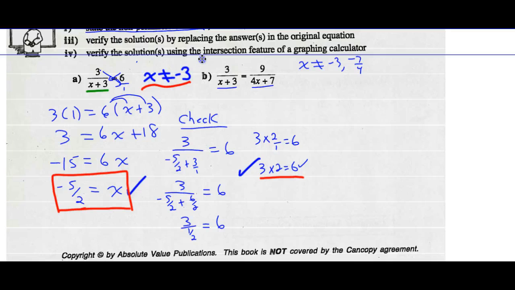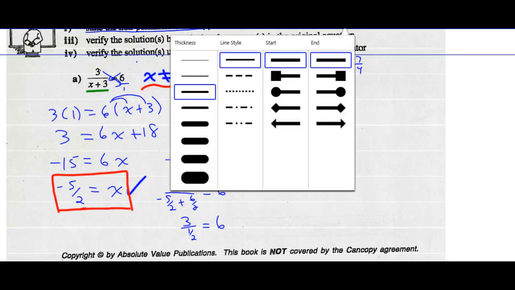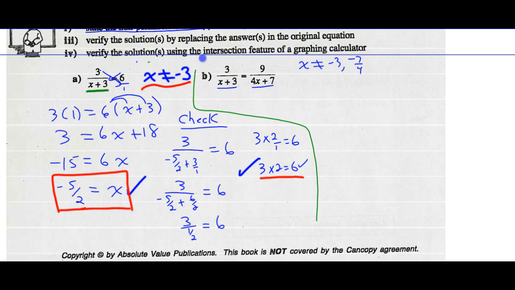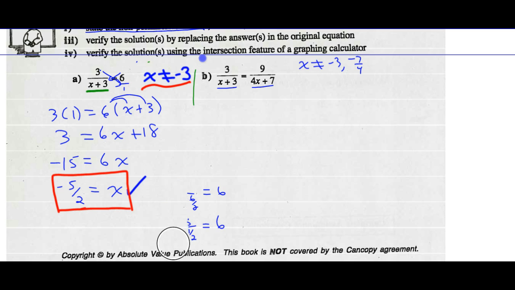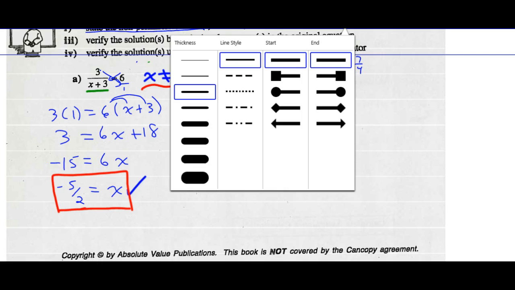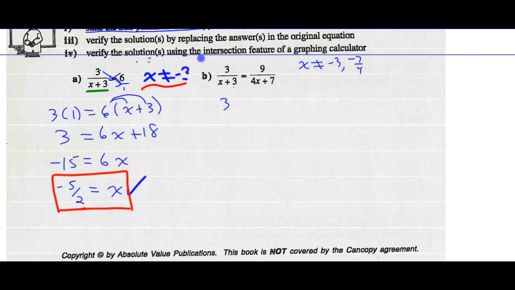Now let's go ahead and cross multiply to solve this equation. 3 times 4x plus 7 equals 9 times x plus 3. Expand that out: 12x plus 21 equals 9x plus 27.